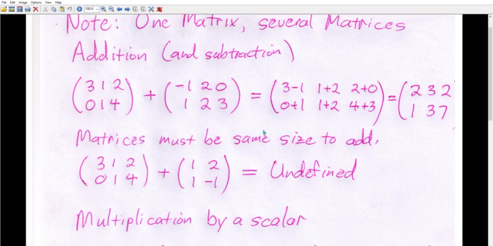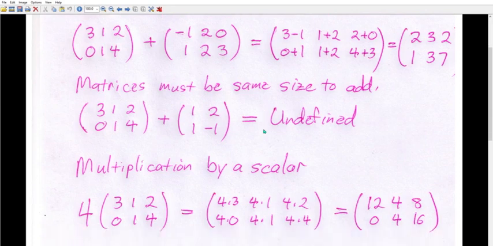Now notice that the matrices must be the same size. We cannot add a 2 by 3 to a 2 by 2 because the coordinates do not match up, and there's no clear answer. So if the matrices are not the same size, you can't add them.